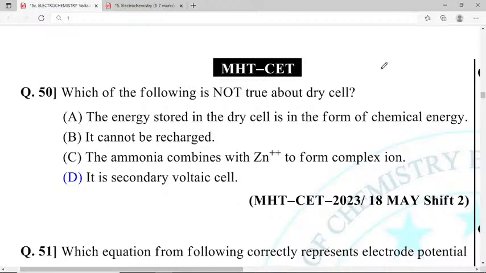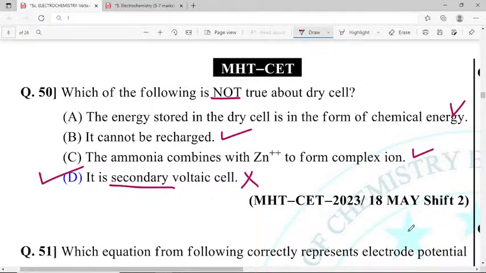Which of the following is not true about dry cell? Not true. The energy stored in the dry cell is in the form of chemical energy. It is correct. It cannot be recharged. Correct. The ammonia combines with zinc to form a complex ion. Correct. It is a secondary dry cell. No, it is not correct. So that is not true. Many questions ask for not true, incorrect, false. Understood?